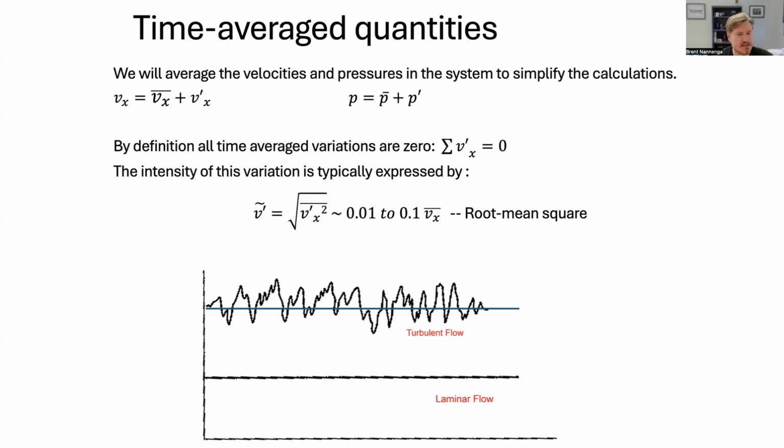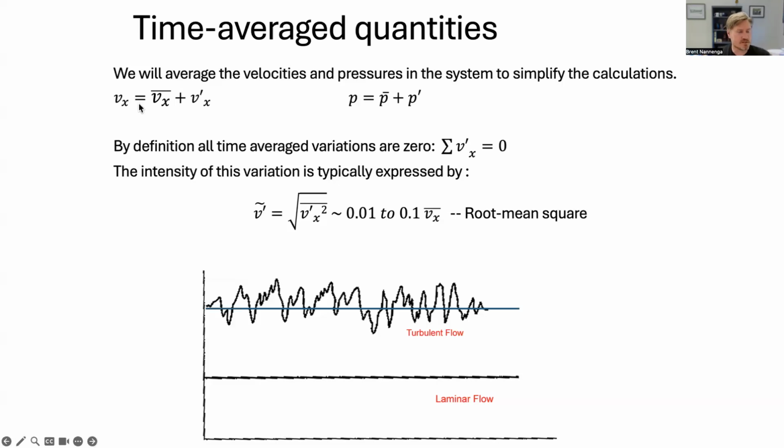The idea of these time average quantities is that we're going to take a velocity in x, which is variable. If you look at this graph down here, time is going to be on the x-axis. Your velocity in the x direction is going to be higher, then lower, then really low, then it's going to spike back up. So you're going to have this huge fluctuation in the velocity in the x direction. Laminar flow, it's flat, it's one value.